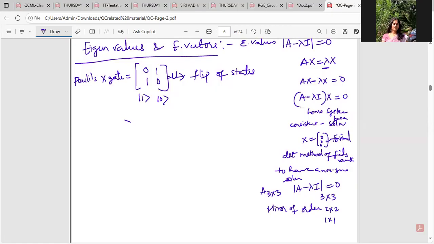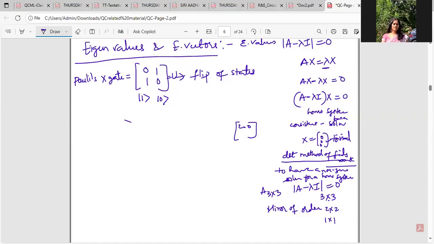Okay. So if any of those minors are non-zero, then the rank of the matrix will be 2. Of course, it will have a non-trivial solution and all those things for a homogeneous system. So here, what I'm trying to stress is that the determinant method of finding rank says to have a non-zero solution for a homogeneous system. Homogeneous system is always consistent. Just look here.